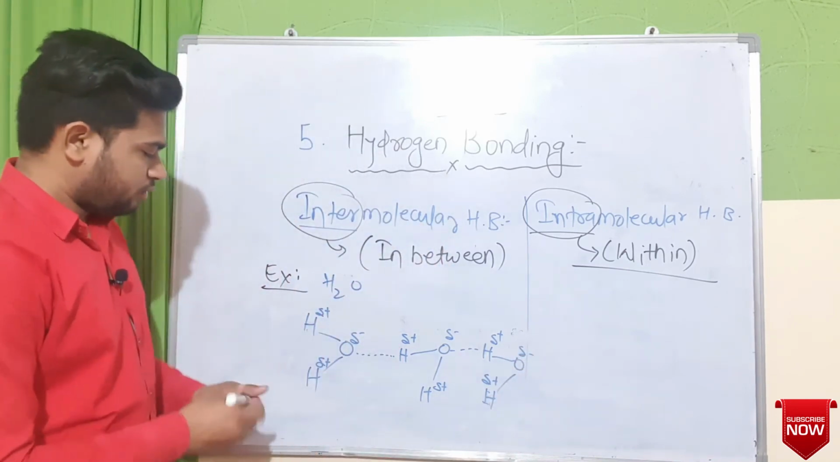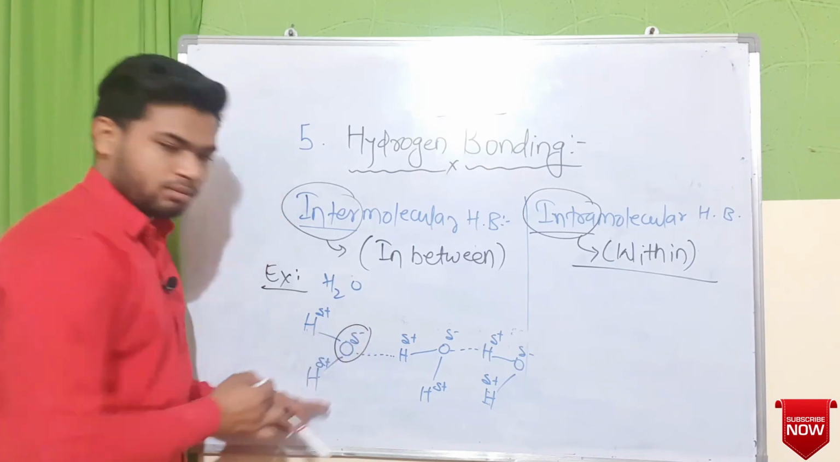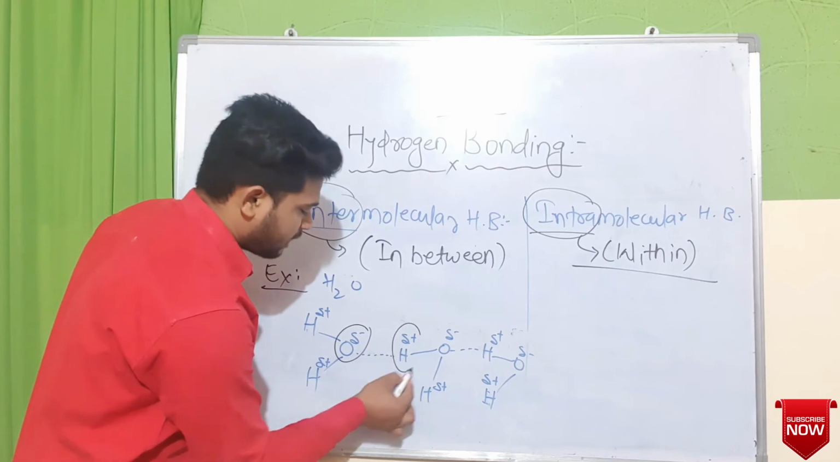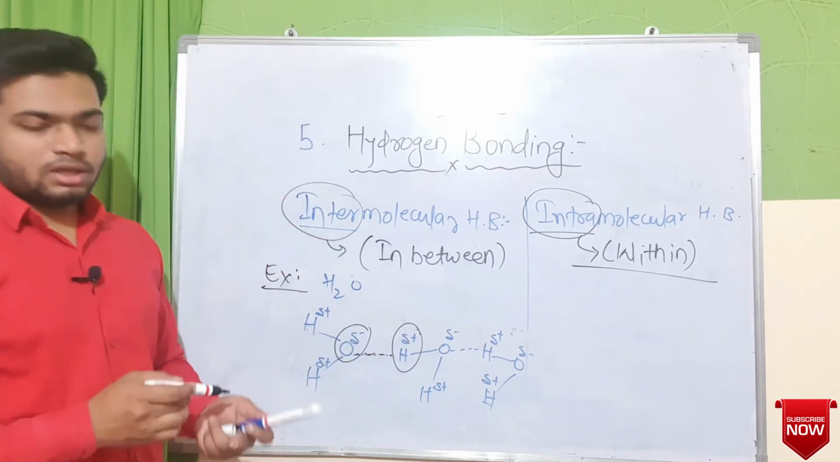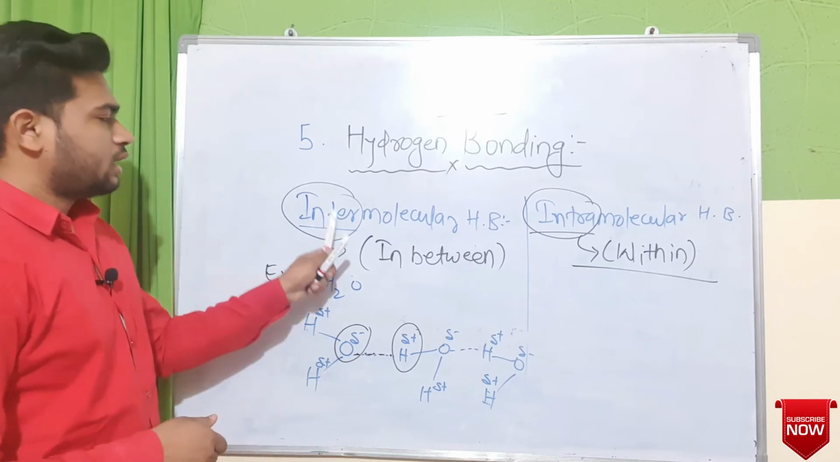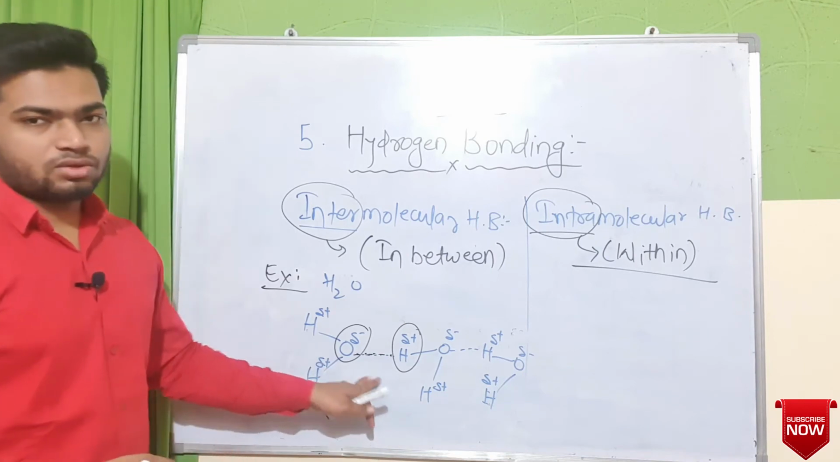In this way, this type of intermolecular interaction, which is between the negatively charged atom of one molecule and the positively charged hydrogen atom of another molecule, is shown by the hydrogen bonding. So this type of hydrogen bonding is known as intermolecular hydrogen bonding. In between two different molecules there is a presence of hydrogen bonding.